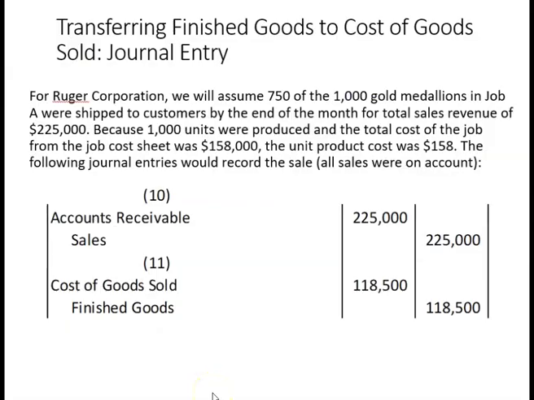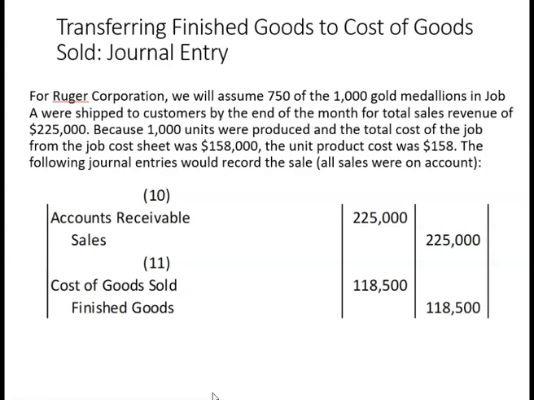We're finally ready to make some money. So we will assume that 750 of the 1,000 gold medallions in job A were shipped to customers by the end of the month for total sales revenue of $225. Because 1,000 units were produced and the total cost of the job from the job sheet was $158, we can figure out that the unit product cost was $158. So all we say is that the total costs divided by the units produced tell us how much it costs us per unit.